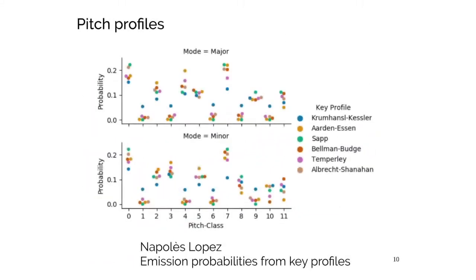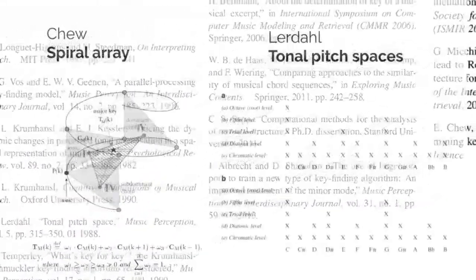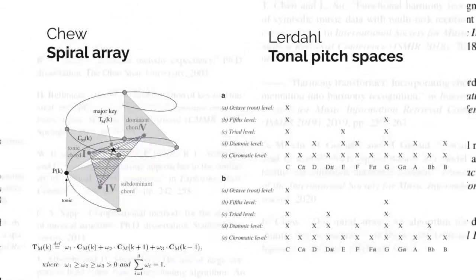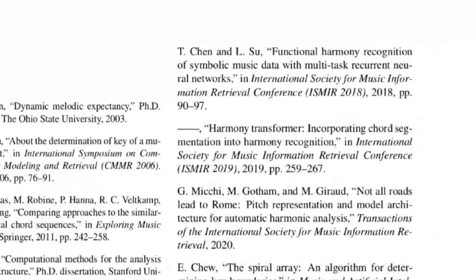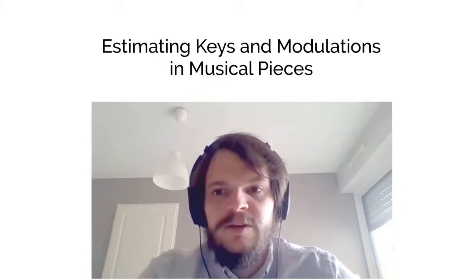Last year, Nápoles López introduced a hidden Markov model where the pitch profiles are encoded in the emission probabilities. He also compared previous approaches on pitch profiles. There are also many other interesting approaches to model tonality, such as the tonal pitch space by Lerdahl and the spiral array by Chew. We now see the emergence of machine learning approaches. Today, I present a new approach on key estimation and especially on key changes.